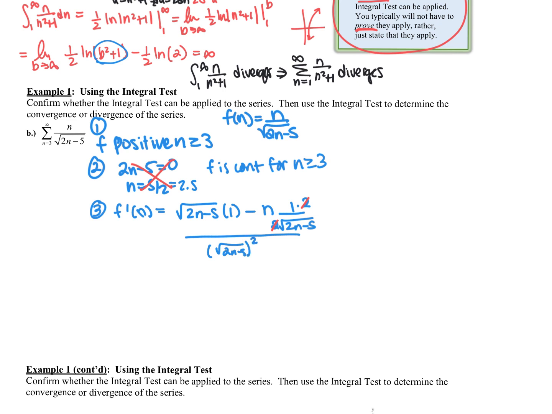So then we will want to simplify this to be able to see what's happening. I don't like this denominator right here, so let's go ahead and multiply top and bottom by the square root of 2n minus 5.